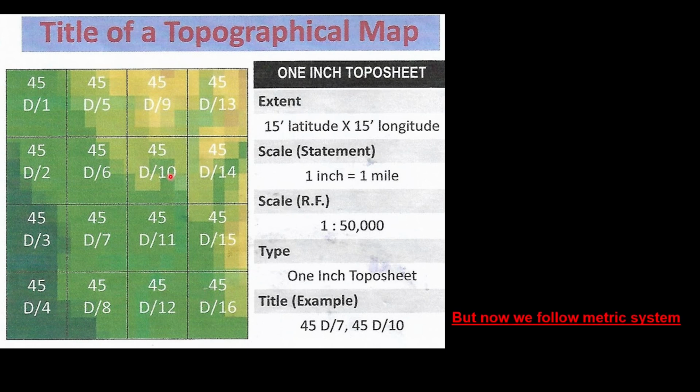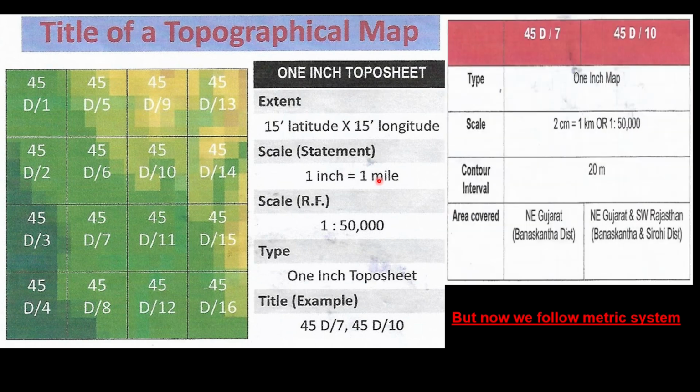But now we follow the metric system. So instead of 1 inch to 1 mile, we have converted into the metric system, that is 1 centimeter to 500 meters. Now 45D by 7 belongs to the northeastern part of Gujarat, that is Banaskantha district, and 45D by 10 belongs to northeastern Gujarat and southwest Rajasthan, that is Banaskantha and Sirohi district.